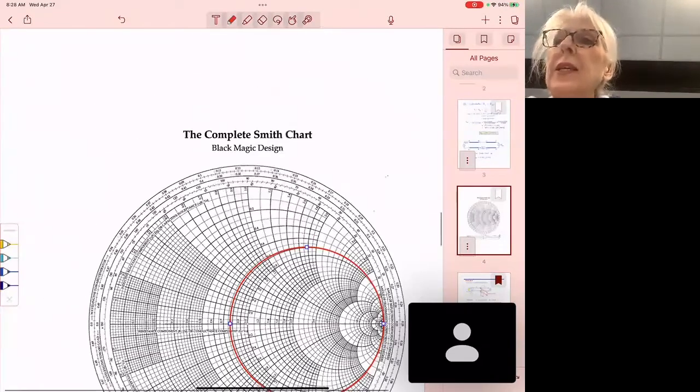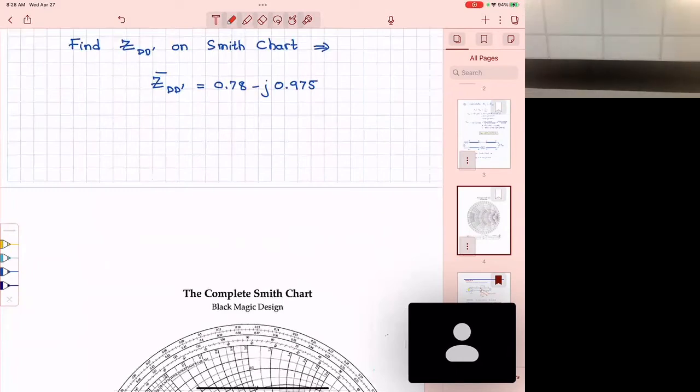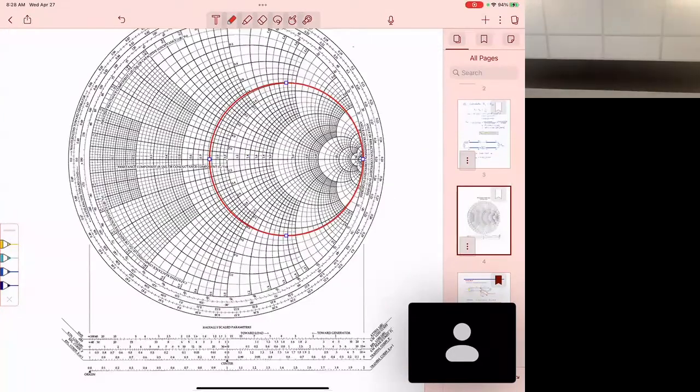I have to find the circle that gives me minus 0.975 as the reactive part. So I have to go to the lower part of the Smith chart, because this is where the negative numbers are. Then I have to find 0.975, 0.9 and 75. Is it 75 or 57? I always flip the numbers. But anyway, 0.75. 5 here, 7 somewhere here, 8 in the middle.